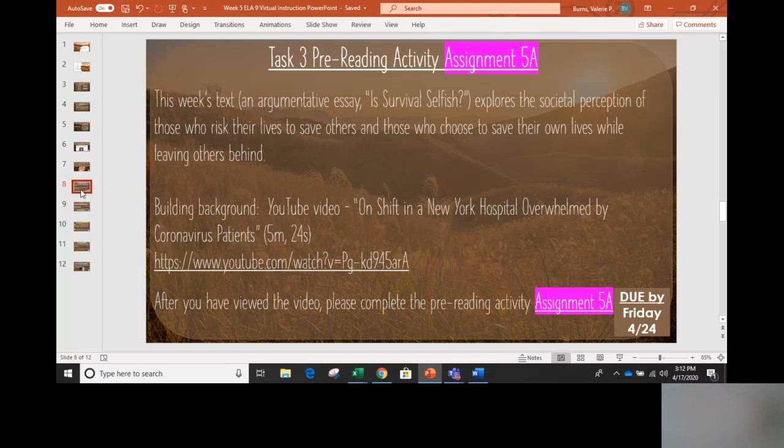Okay, so let's get ready to knock out our pre-reading activity, which is assignment 5A. Of course, as you know, this is just to build some background knowledge in continuing our journey towards the fight for survival. That's the theme that we've been looking at. We'll explore the societal perceptions of those who risk their lives to save others and those who choose to save their own lives while leaving others behind.